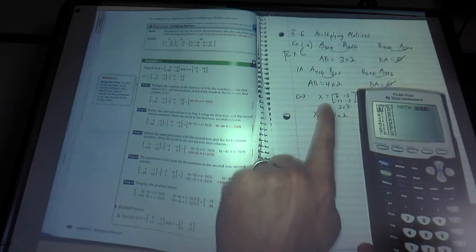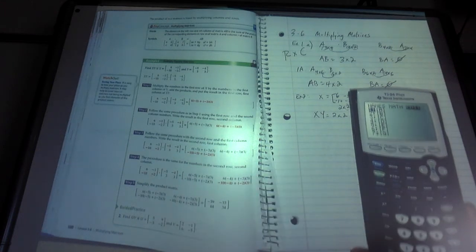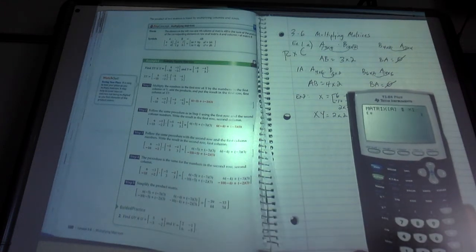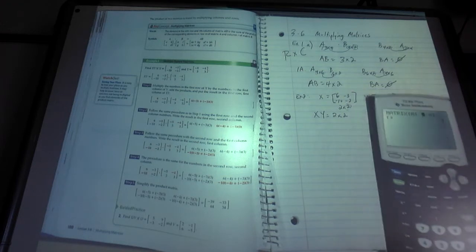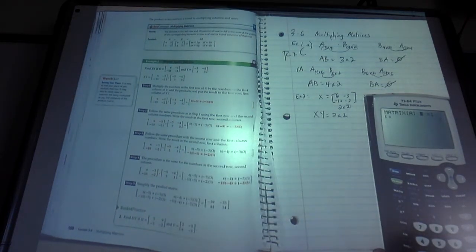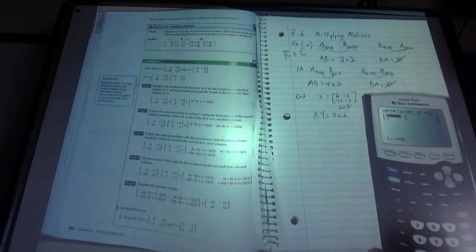So I'm just going to put matrix X right in here in the first spot. The calculator calls it matrix A. Doesn't really matter. All right, so now you've got to give the dimensions of the matrix. Well, we already looked at it, and matrix X is a 2x2. So I hit 2, enter, 2, enter. All right, 2x2 matrix. Now I input the elements.